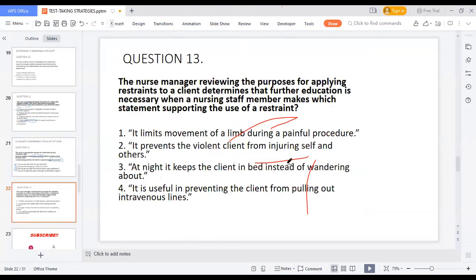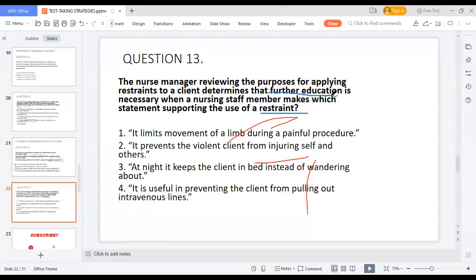Let's practice another one about eliminating comparable or alike. The nurse manager reviewing the purposes of applying restraint to a client determines that further education is necessary when a nursing staff member makes which statement supporting the use of restraint. This is a client on restraint. So we are looking at options that require further teaching. This is a negative event query.